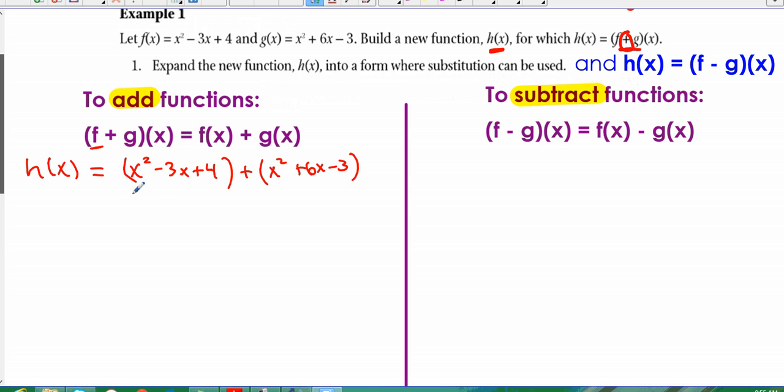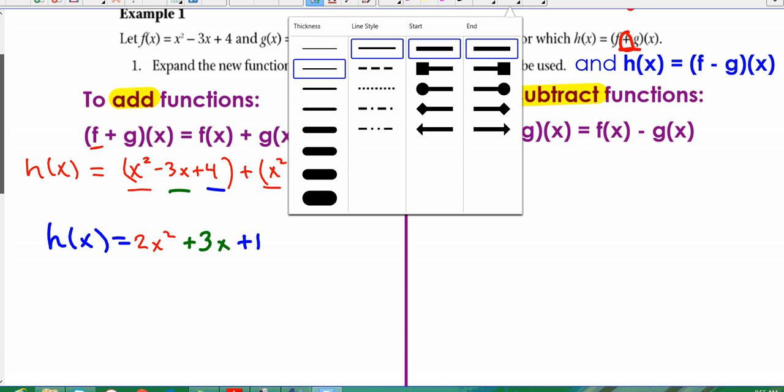So combining like terms, x squared and x squared makes 2x squared. Negative 3x and positive 6x makes positive 3x. And then positive 4 and negative 3 makes positive 1. So that means that our new function h of x is equal to 2x squared plus 3x plus 1. Alright, so now we're going to subtract our function.